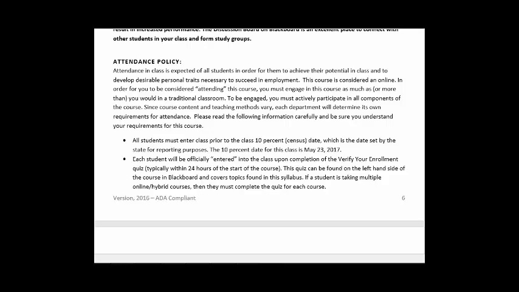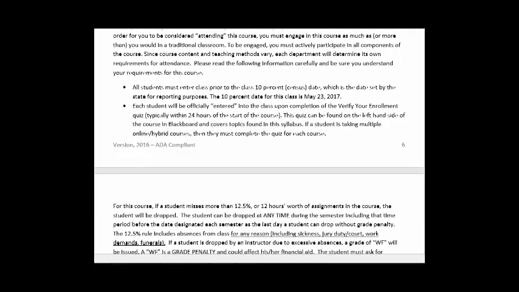So, first of all, you must enter the class prior to the census date, which for this class is May 23rd. To enter an online class, you need to complete the enrollment verification quiz. Most students do this within the first 24 hours of the course, but as long as it's done by May 23rd, you're fine. That enrollment verification quiz does not count for a grade. It just counts for attendance. It only takes a few minutes, so just go ahead and get it done as soon as possible.